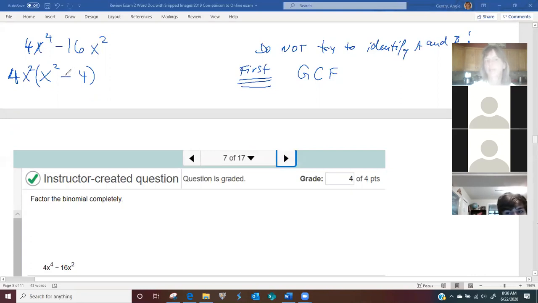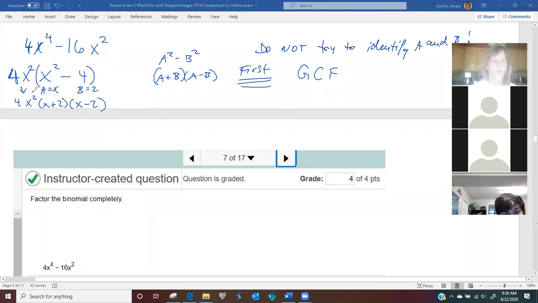Or you just say it's a difference, yes? Something squared and something squared, right? So then you say the formula is a squared minus b squared is a plus b times a minus b. That's the one everybody needs to memorize. So you're going to factor this binomial into a plus b and a minus b. And don't forget to bring down with you that greatest common factor from the beginning. If you multiply all of this, you go back to the original.